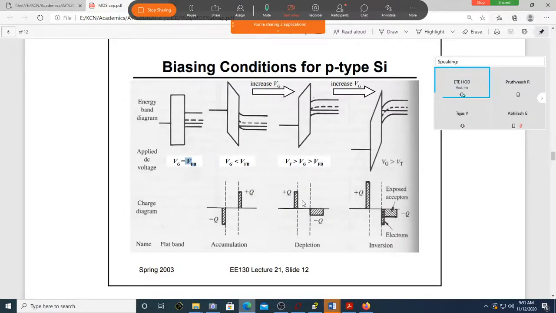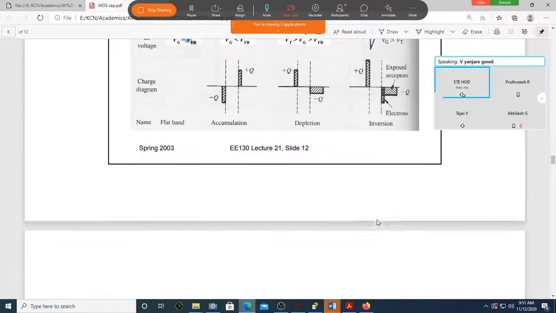Okay, where do you write the charges? Charges are there at the interface. At the interface, they are going into the bulk. This cannot go infinitely. If it was going infinitely, you would have never had electrons here. Correct? Yes, sir.